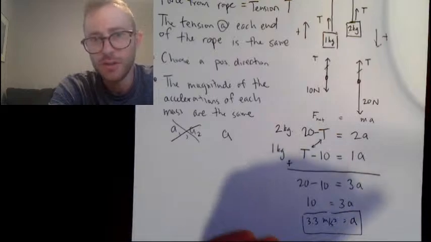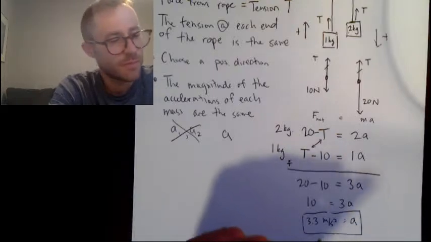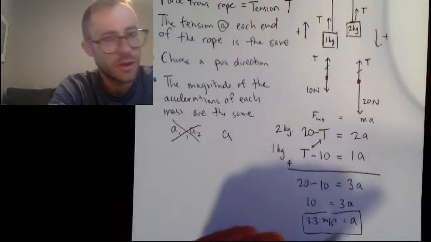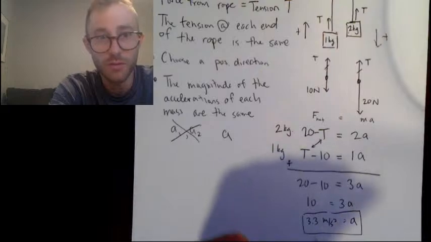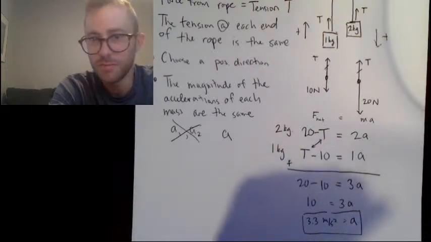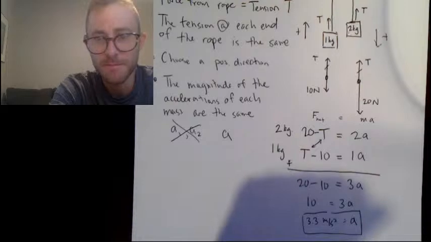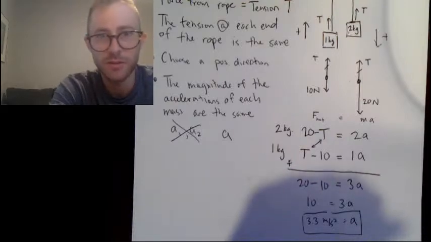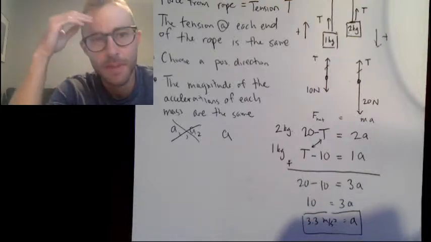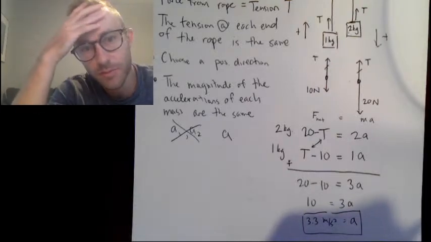Go ahead and type it into the chat if you know. I'm going to ask another question. Once you've found one of the variables in a system of equations, how do you find the other variable? If you know how to find the other variable, I'll wait a second for someone to answer.